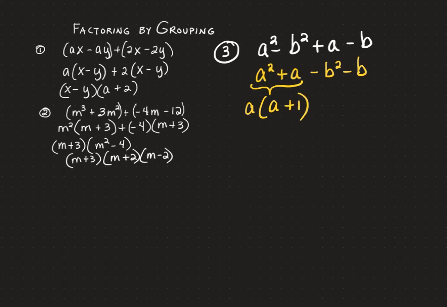Okay, pull out an a, I get a squared divided by a is a, a divided by a is 1. All right, for the second two, I'm going to keep that negative with the b squared there, so I'm going to pull out a negative b, and that gives me b plus 1. But now that I've done that, do I have a common factor? Doesn't look like it. Well, that stinks.